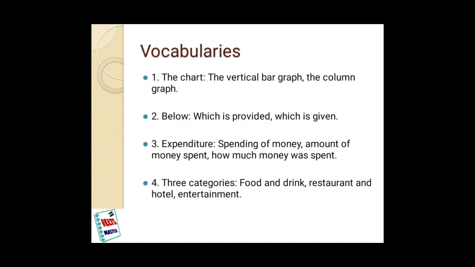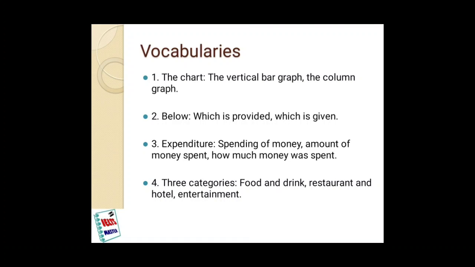So this is just a basic thing to note, but whenever you are writing your paper, you can say the bar graph, the vertical bar graph, or the column graph which is provided, or the given bar graph or the given vertical graph. In the question it says the chart below shows. So for the word shows, we can use the vocabulary depicts, illustrates, compares. Next, the word is expenditure. For expenditure, we can say spending of money, amount of money spent, or even how much money was spent.